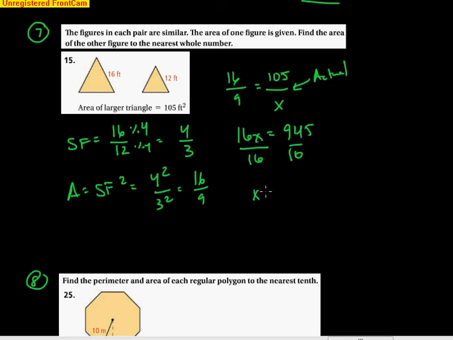And roughly, I get 59. And that would be feet squared. So there's the area of the smaller one. So again, I cannot emphasize enough that if you're dealing with areas, it is the scale factor squared. Please, please do not forget that. Okay.